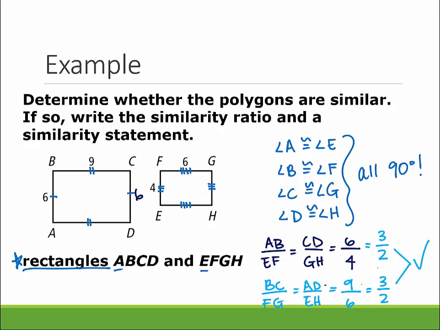Because these are proportional, this means that these two rectangles are similar. And our similarity statement can say that we have rectangle ABCD is similar to rectangle EFGH.